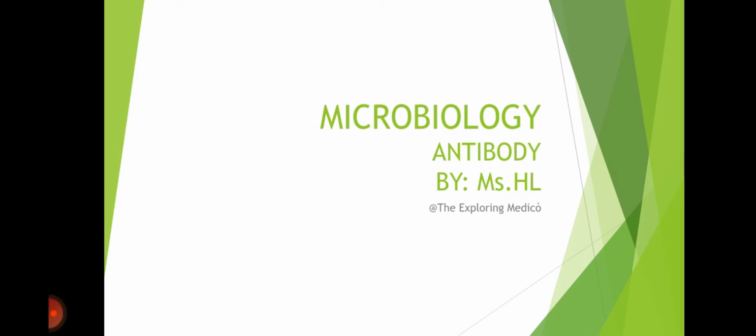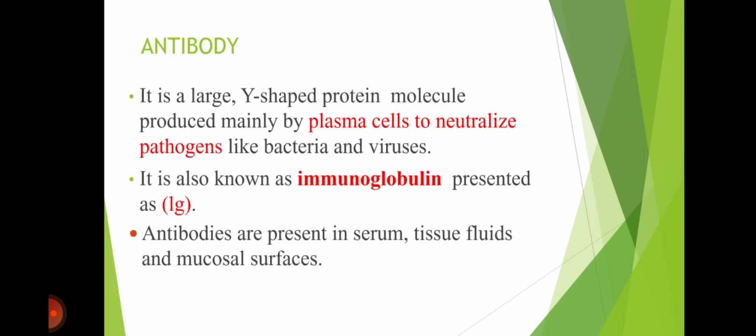So last time we had discussed antigen, and our topic today is antibody. Let us initiate our topic by discussing its basic definition. It is a large Y-shaped protein molecule produced mainly by plasma cells to neutralize pathogens like bacteria and viruses. It is also known as immunoglobulin, presented as Ig in short form.